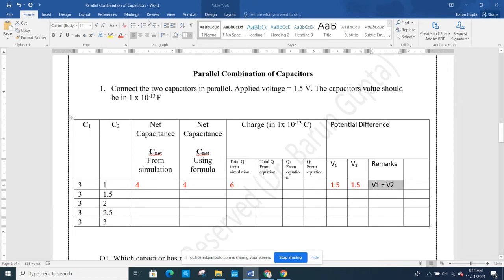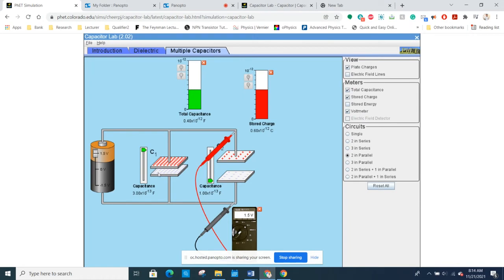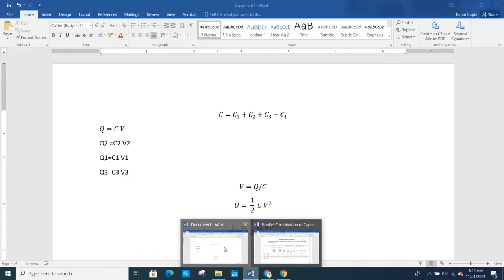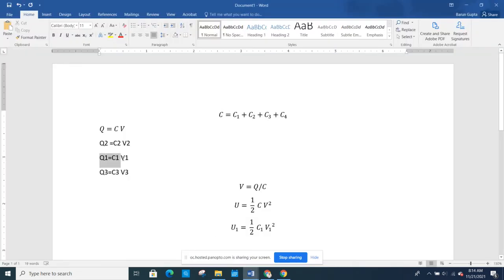The remark here is that V1 and V2 are both equal, and the reason is both capacitors are connected in parallel combination. Now I'll show you how to calculate the total charge from the equation, but we'll calculate Q1 first. How do we calculate Q1, the charge on capacitor 1? The simulation does not let you calculate the charges on individual capacitors. So the way you calculate using the formula is Q1 is C1 times V1.